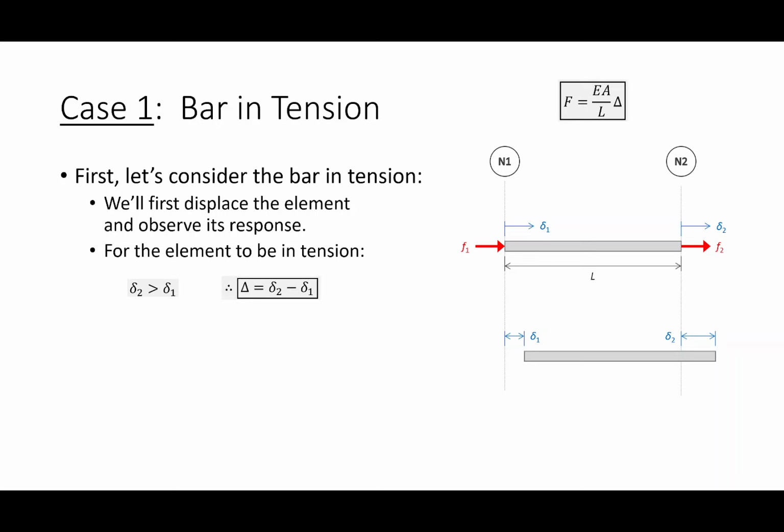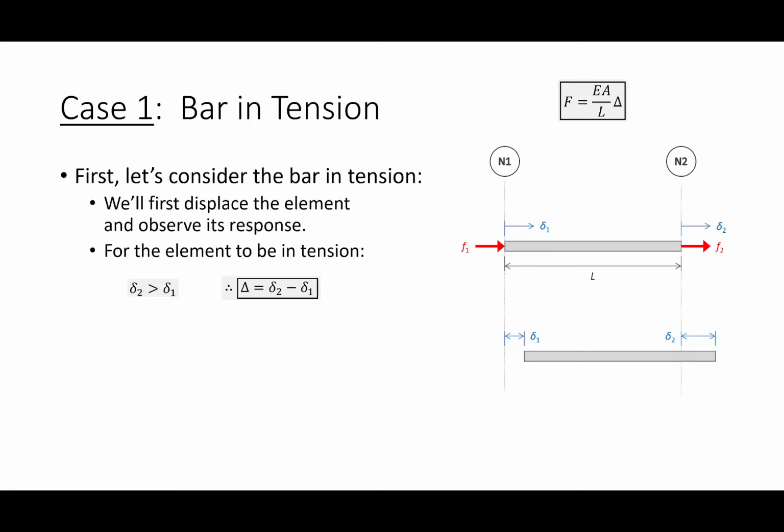So I propose that the total amount of stretch in the bar is the difference between them. Think about it like this. If this joint moves over 5 inches, and this joint moves over 2 inches, the total stretch in the bar is 3 inches, right? Because 2 of those is just the translation, and then there's the other 3 where it got longer. Does that make sense? Sound good?